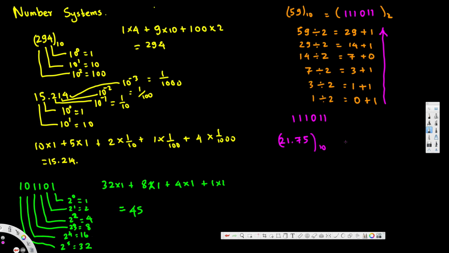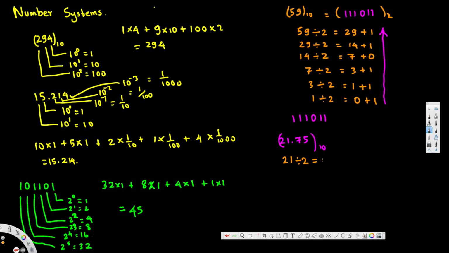Now let's go ahead and divide again, but here we had to treat this fraction value separately and this one, the whole number, separately. 21 is a whole number. Let's take that one alone and divide this one by 2 until we get 0.